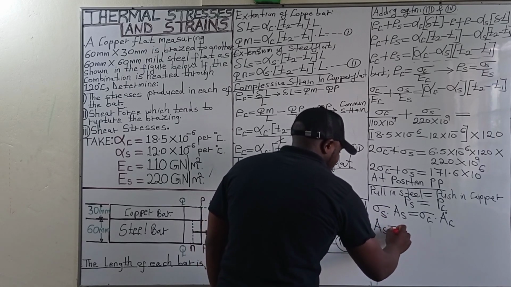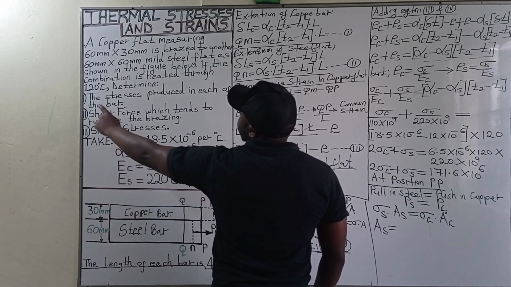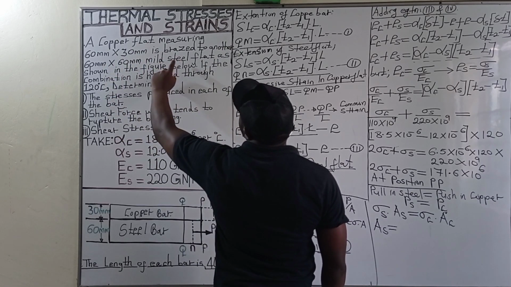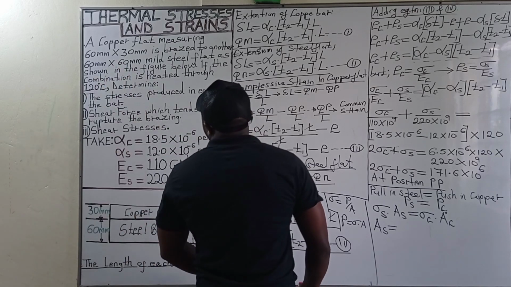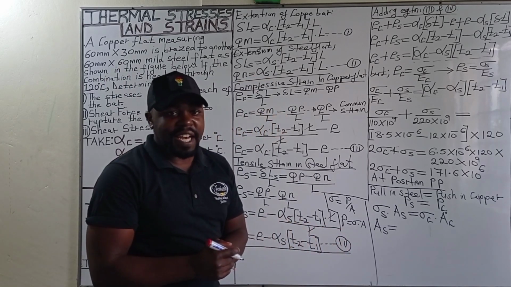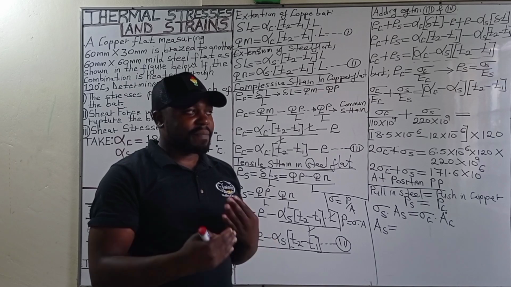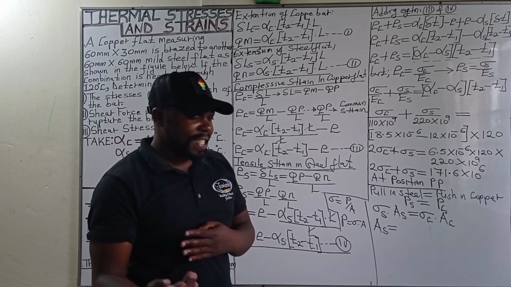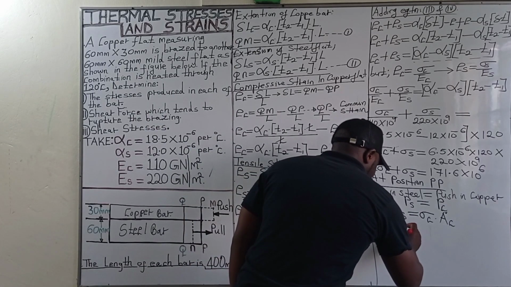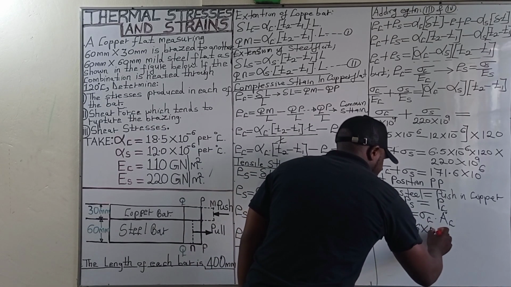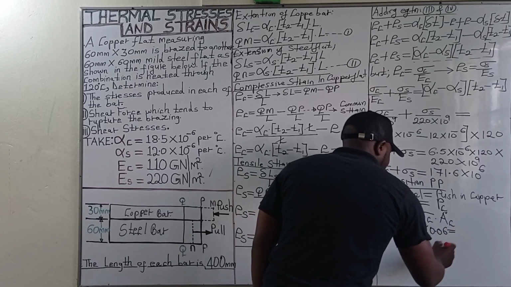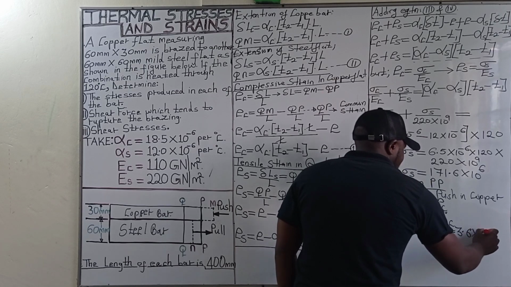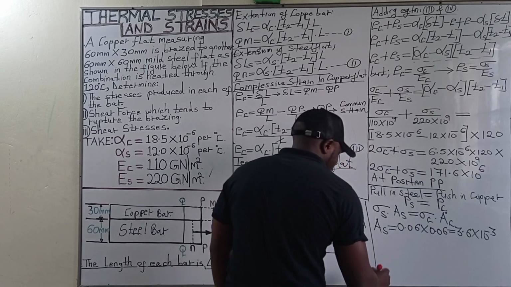Cross-sectional area of steel is going to be 60 by 60. That is the mild steel. 60 by 60. Therefore, when you convert 60 millimeters to meters, you divide 60 by 1,000. That happens to be 0.06. So the area of steel will be 0.06 times 0.06, which is going to be 3.6 times 10 raised to the power of negative 3.